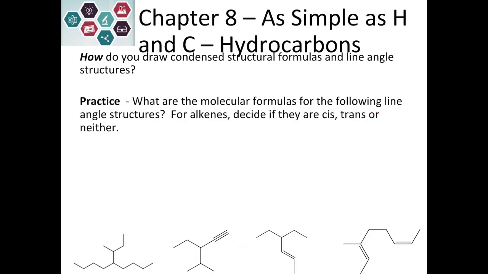So one way for us to easily check that you are able to read line angle structures is to ask you the chemical formula. That's what we're going to do with these structures. And then for the alkenes, we're going to also try to decide if they're cis or trans. So let's do the first example on the left. So we've got 1, 2, 3, 4, 5, 6, 7, 8, 9, 10, 11, 12, 13 carbons.